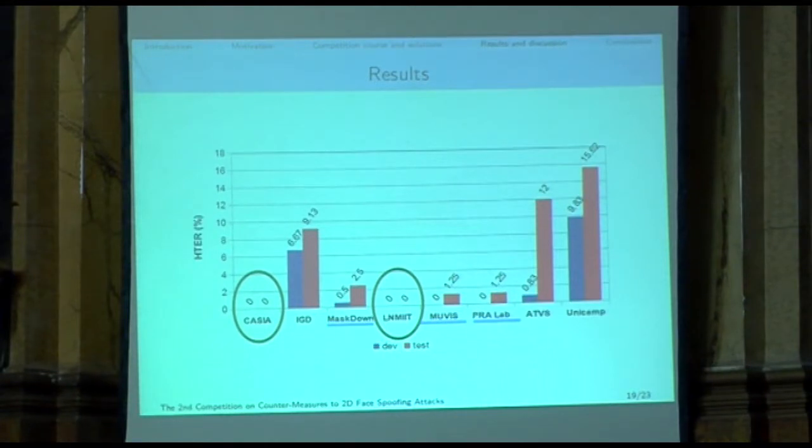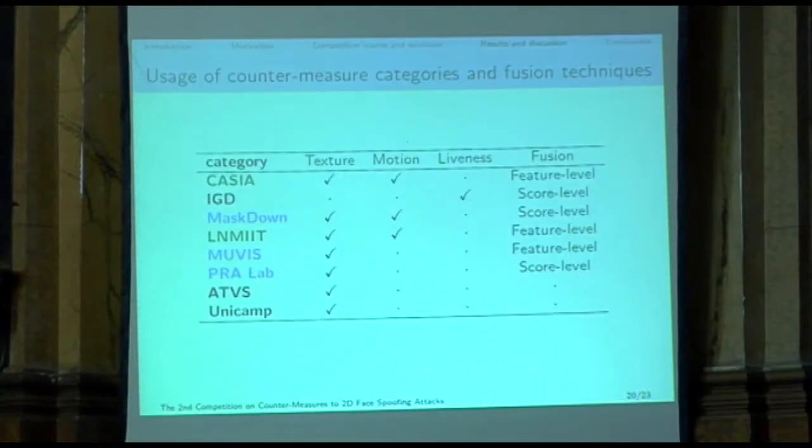So let's see if we can find some kind of patterns in the methodologies that the teams are using, so patterns that can lead to better results. For example, the 2 winning teams, Casia and LNMIIT, both of them are tackling the problem from 2 different perspectives. So they're doing texture analysis and motion analysis as well. A similar approach is taken by Mask Down team, while the other 2 very well performing teams, Movies and Pralab, they're extracting only texture features.